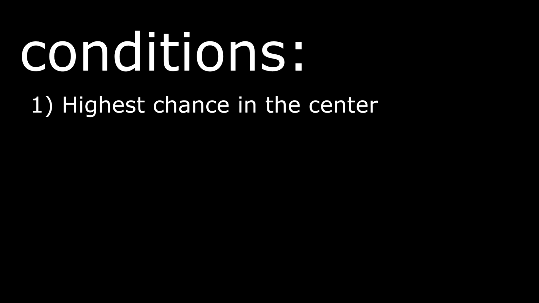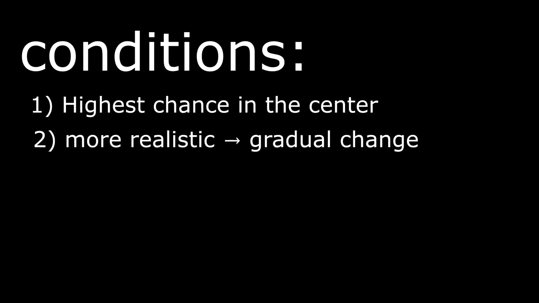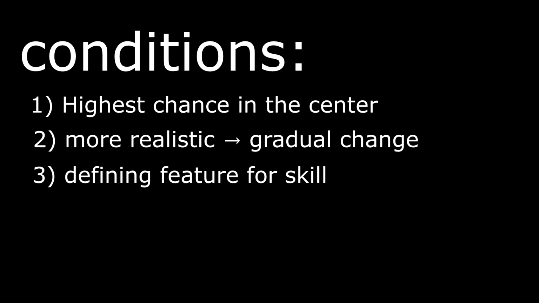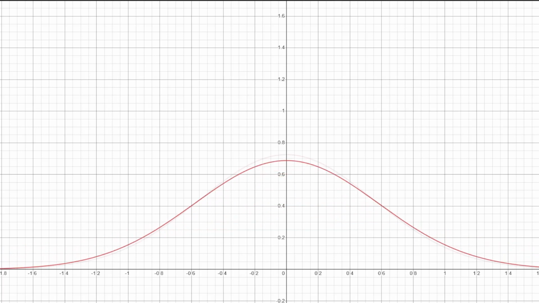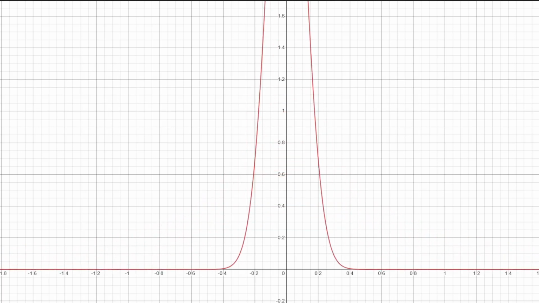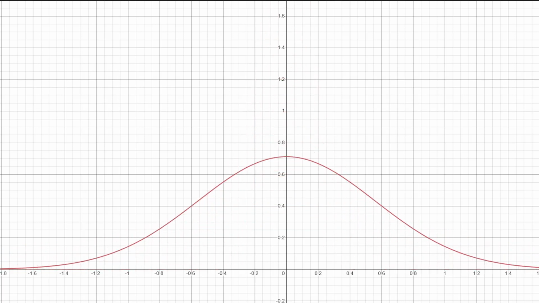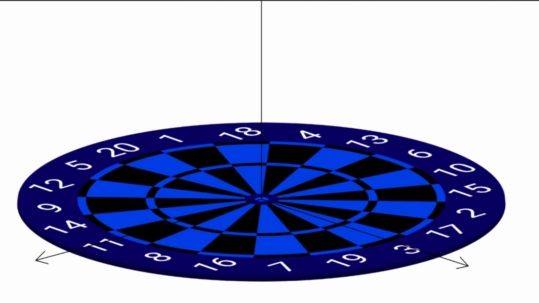So we have the following conditions. The highest chance has to be in the center, it needs to be more realistic, it needs to have a gradual change, and it still needs a defining feature for skill, like the radius in our circle. This lands us on the normal distribution, or the bell curve. Chances are, you've seen it used before, maybe in school. This time we'll use the 3D variant.